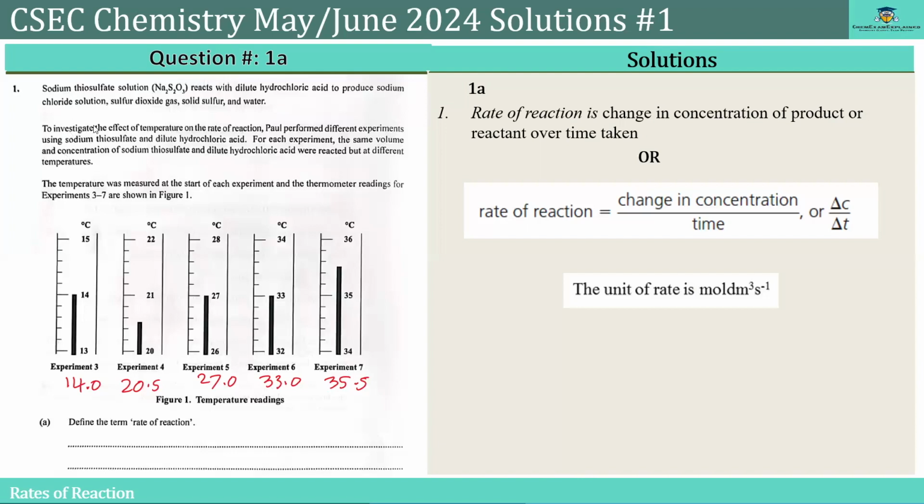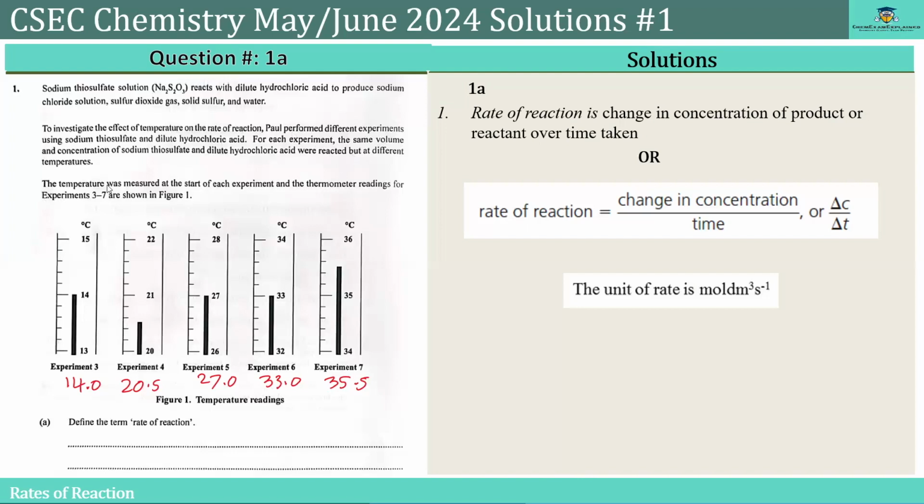So to investigate the effect of temperature on the rate of reaction, Paul performed different experiments using sodium thiosulfate and dilute hydrochloric acid. For each experiment, the same volume and concentration of sodium thiosulfate and hydrochloric acid were reacted, but at different temperatures. So we're using temperature to study the rate of a reaction. That is why the concentrations were kept constant.